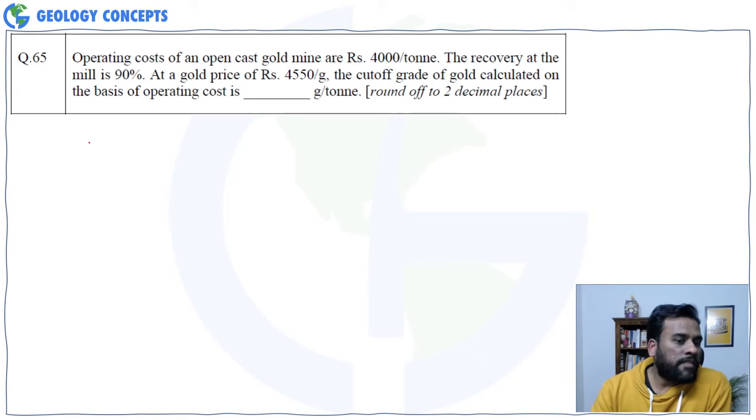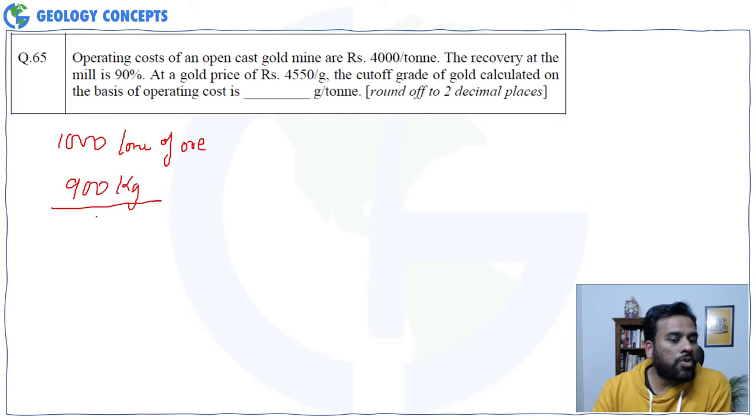See, recovery means if you are taking out, let's say, 1,000 ton of ore, out of that, only 900 kg we can use to take out gold. That means 90% is the recovery. Remaining 100 will go as waste, or it will get deposited back. Means you cannot use it for mining gold out of it.